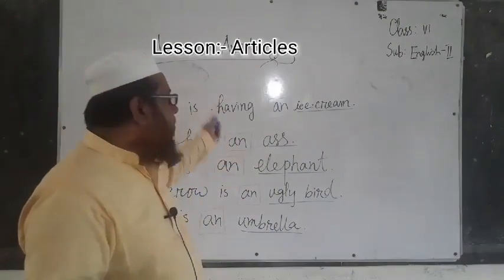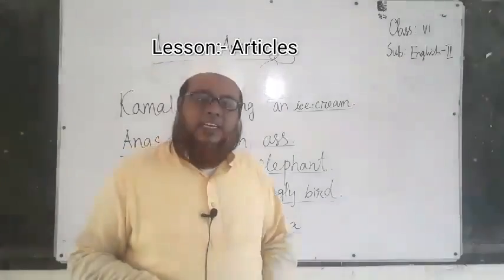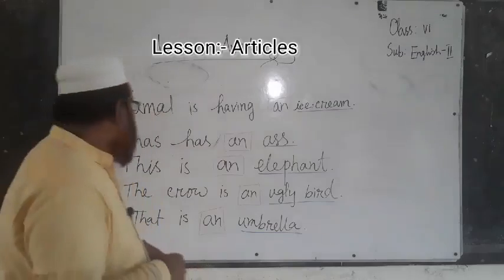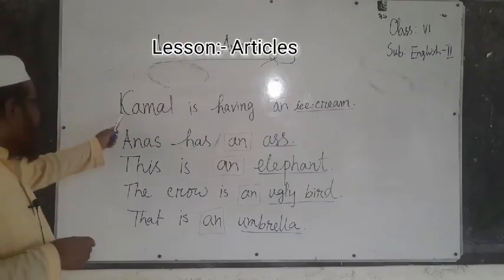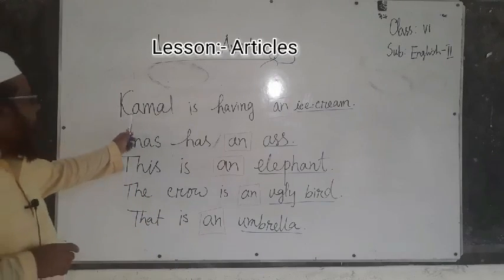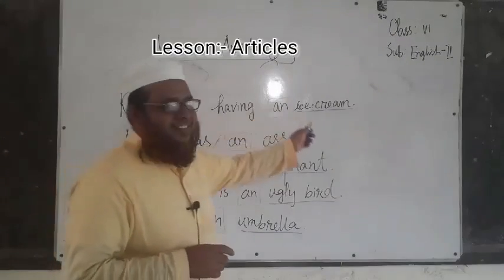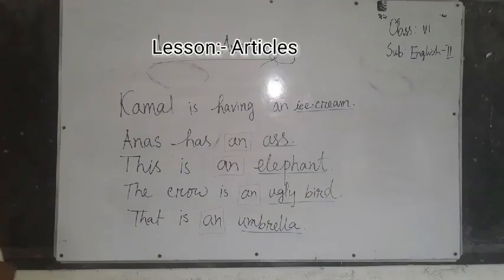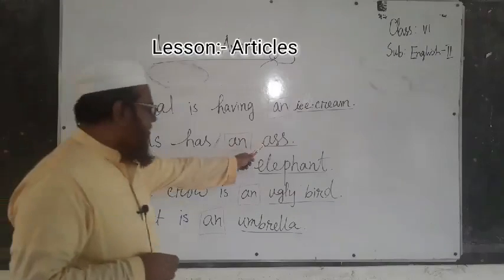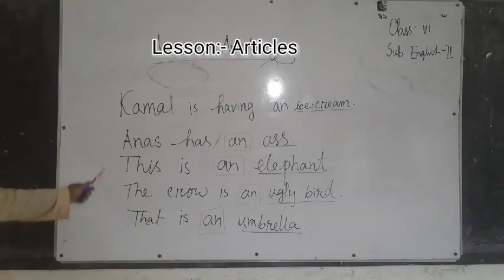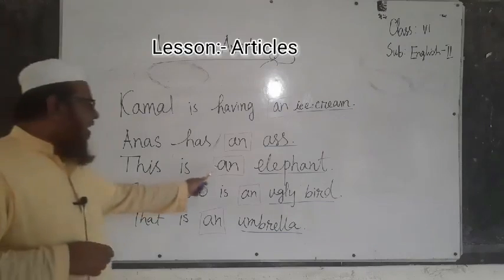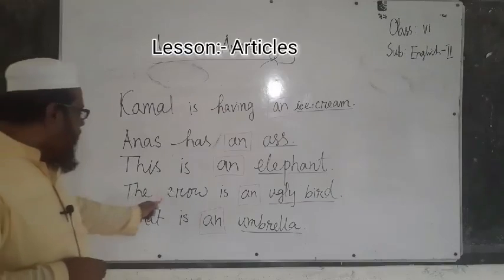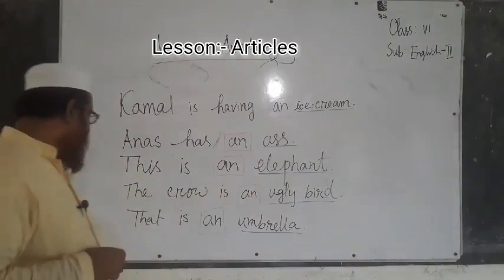If we read out the example, the matter will be very clear to us very easily. Let us read out the board. In this board, first sentence, we are looking, Kamal is having an ice cream. In the next sentence, Anas has an egg. In the third sentence, this is an elephant. Next sentence, the crow is an ugly bird.